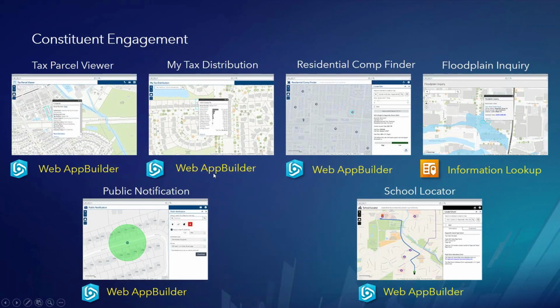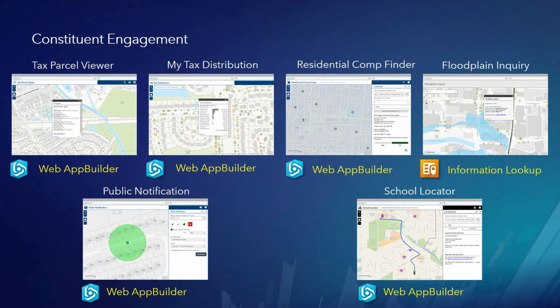In terms of constituent engagement, I'll show a handful of these, and I've already mentioned a couple that were hanging off that open data site I showed earlier. There's the tax parcel viewer; my tax distribution, which allows you to see where your tax dollars are going; a residential comp finder to understand comparable sales that have occurred in your neighborhood; and a floodplain inquiry application.